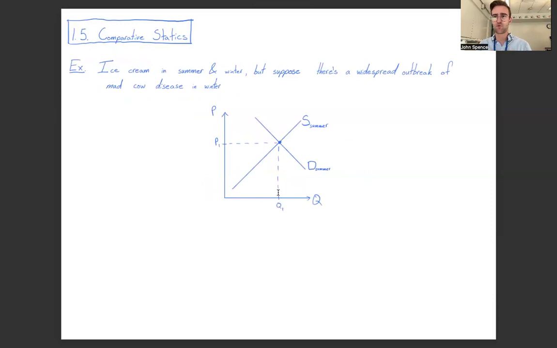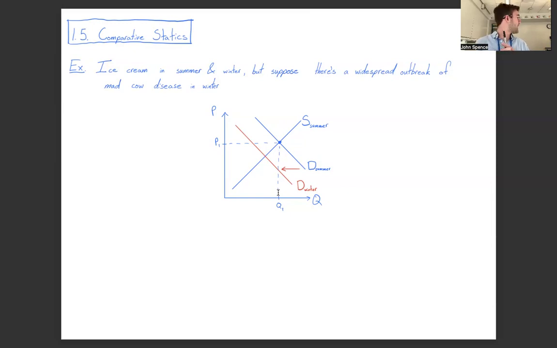Okay, great. Just like before, people's preferences in the winter are going to shift away from cold desserts, so demand for ice cream is going to shift to the left. This time, we have an outbreak of mad cow disease to think about.